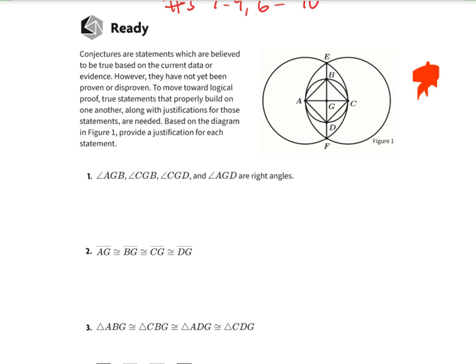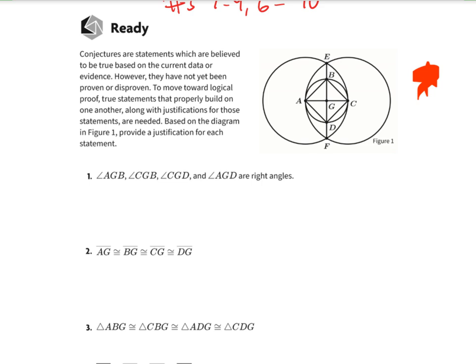So let's quickly read over the directions. Conjectures are statements which are believed to be true based on the current data or evidence. However, they have not yet been proven or disproven. To move toward logical proof, true statements that properly build on one another along with justifications for those statements are needed. Based on the diagram in Figure 1, provide a justification for each statement.